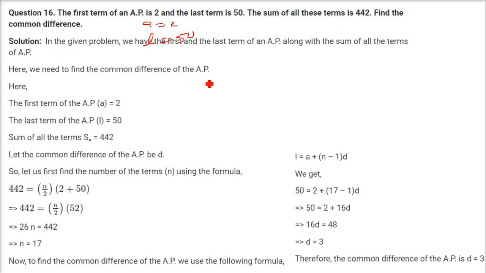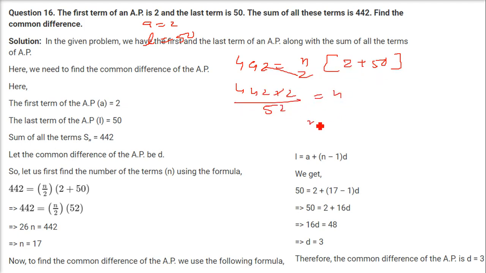So 442 equals n by 2. The sum is n by 2 into a plus l. So a is known, l is known. So it will be 442 into 2 by 52, that is n. n is going to be 17, right? Because 2 twos are 4, 2 sixes are 12, 26, 17 times is n. So n is 17.